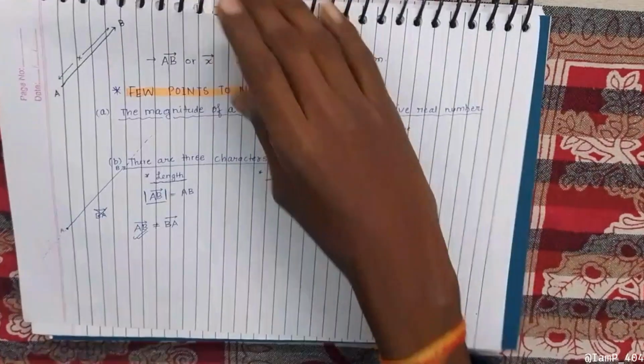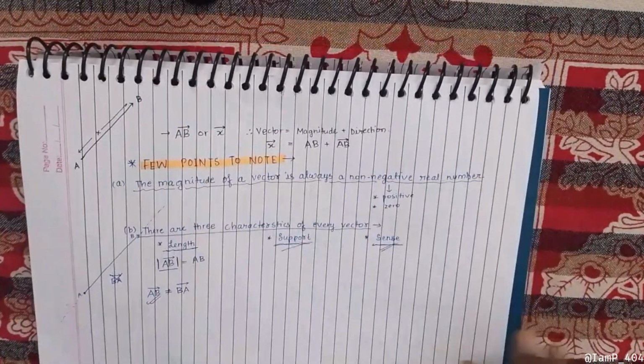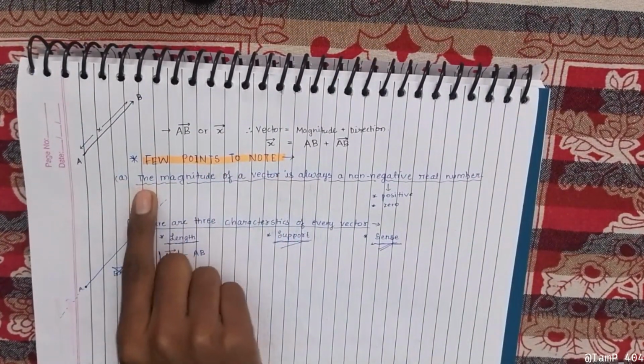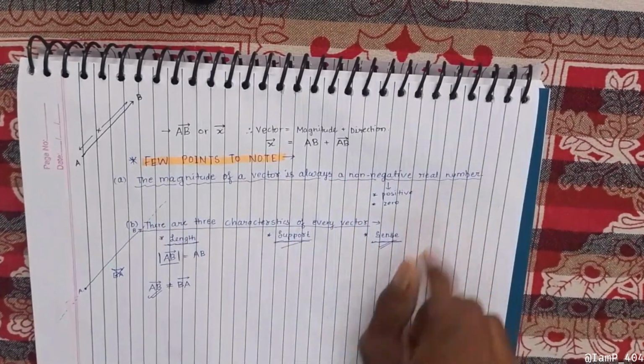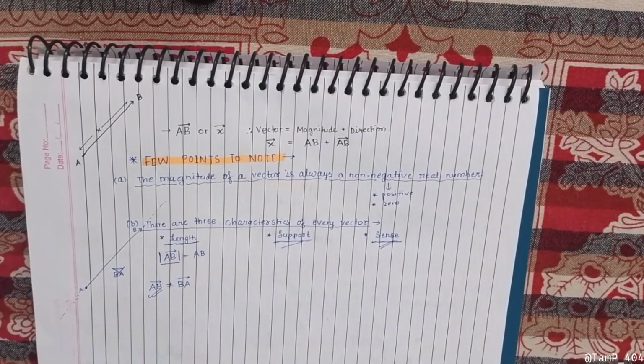Then there were a few points to memorize. A few points to note: the magnitude of a vector is always a non-negative real number. It means a vector's magnitude can never be negative, and a scalar's magnitude too. A vector's magnitude can either be positive or zero, never negative. In scalar also, a scalar magnitude can either be positive or zero. If we summarize both points from both quantities, we can say magnitude can never be negative.